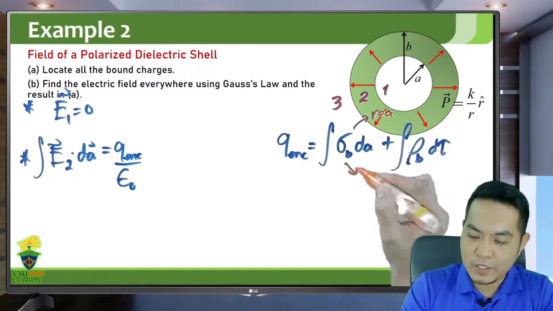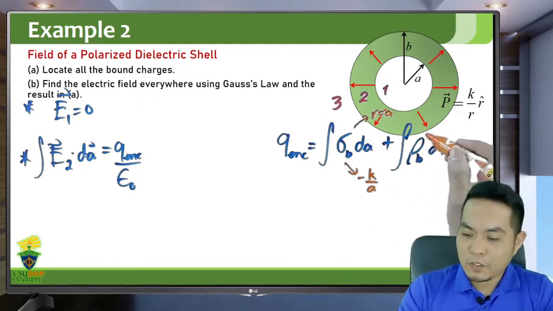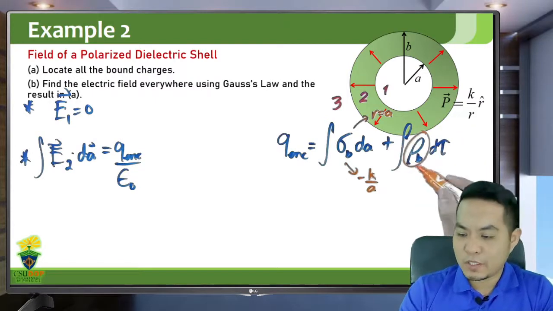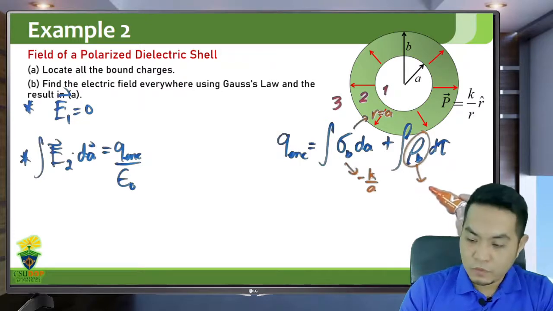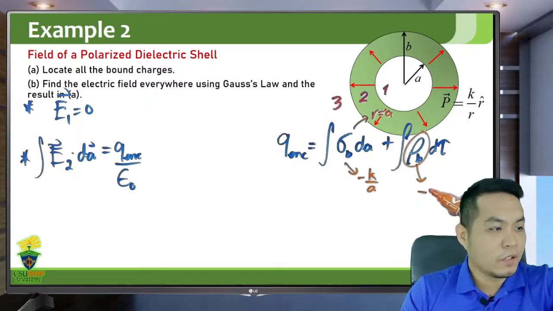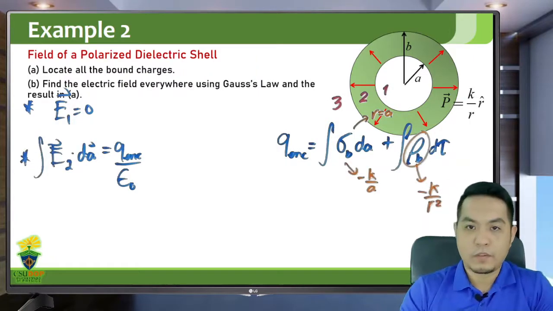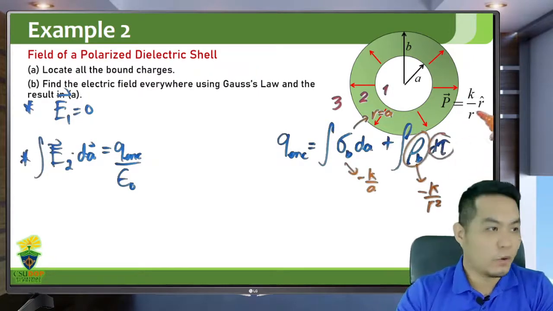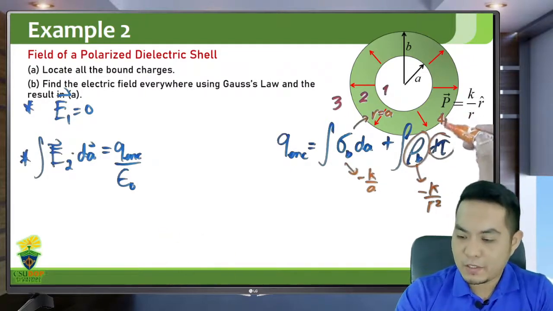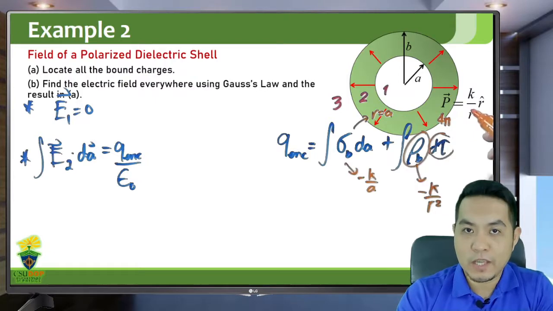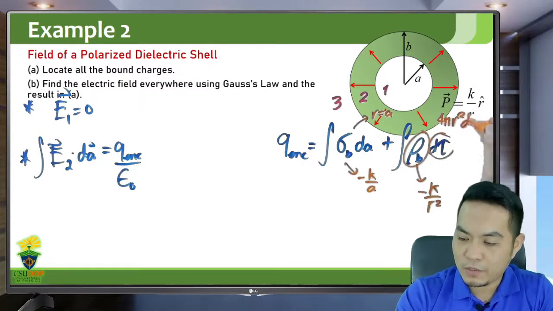And the value of this is negative K over A. So from our previous result, we also have obtained the volume bound charge density, and this is just equal to negative K over R squared. And the differential volume, since there is no theta and phi dependence, is just 4 pi R squared dr.